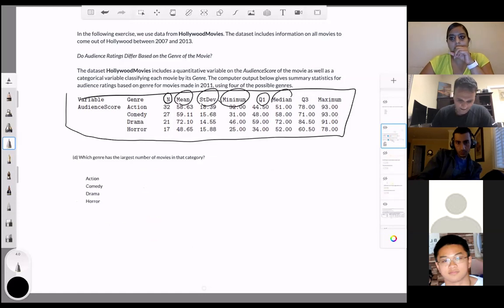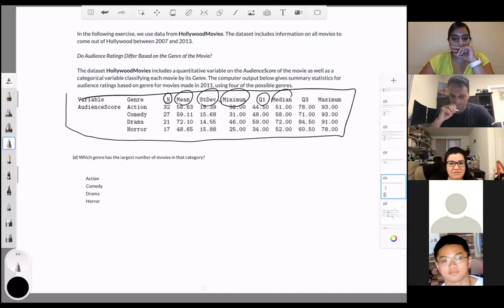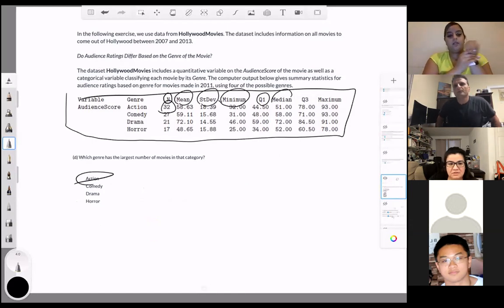I'm going to go a little faster. So here, which genre has the largest number of movies in that category? Which column do we look at? N? Good. N is a number. So 32 will be action. Correct?